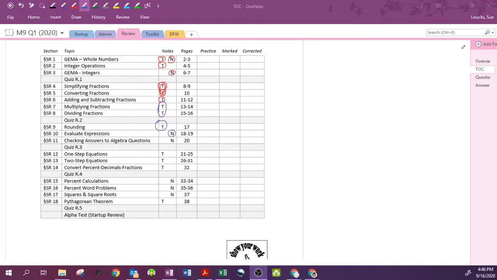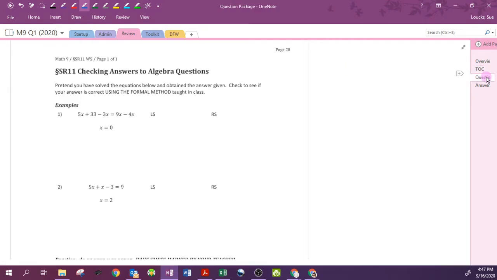Okay, welcome back. Now we're going to look at checking answers to algebra questions, which is topic 11, and we have actual notes for this, not just some examples. Oh, maybe it's just examples. Okay. Checking the answer to your algebra questions is really, really important.